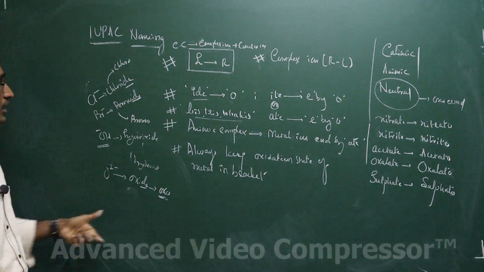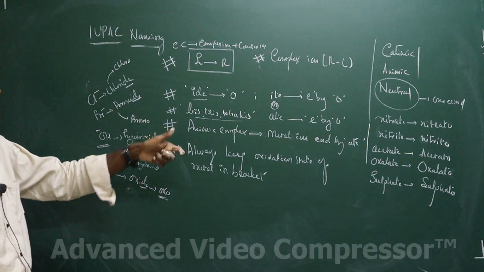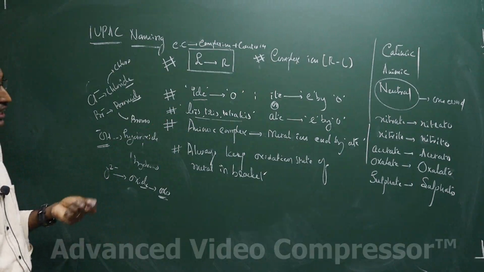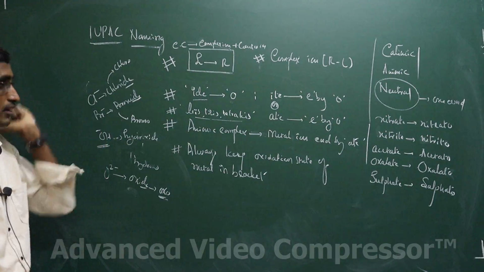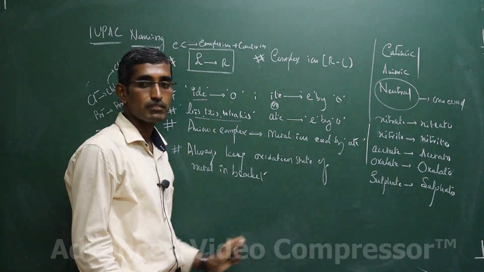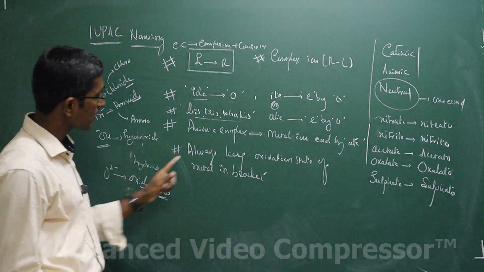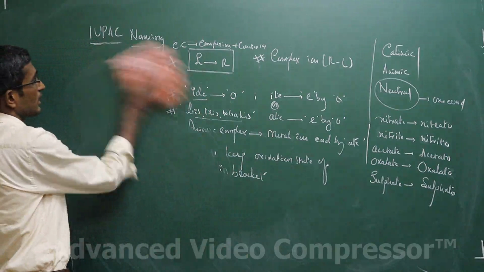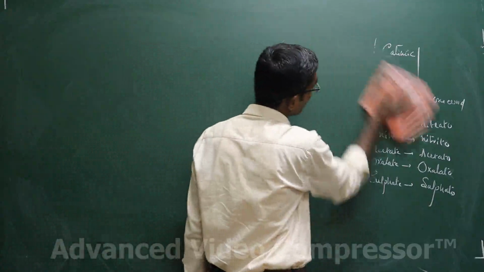And if it is a ligand ending in IDE, ITE or ATE, the E will be replaced by O. And if it is a polydentate ligand already containing di, tri, etc., you have to put bis, tris, tetrakis, etc. For an anionic complex, the metal ion has to end with the word ATE. Whether it is anion, cation or neutral complex doesn't matter, always keep the oxidation number of the metal ion in brackets. After naming the metal ion, you put the oxidation state in brackets.